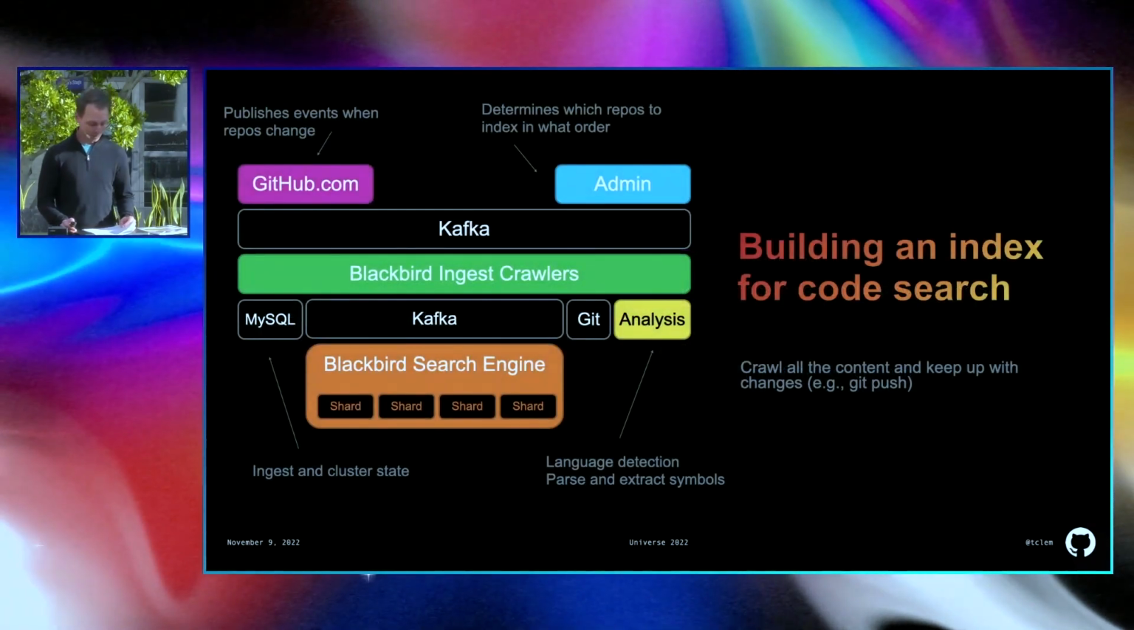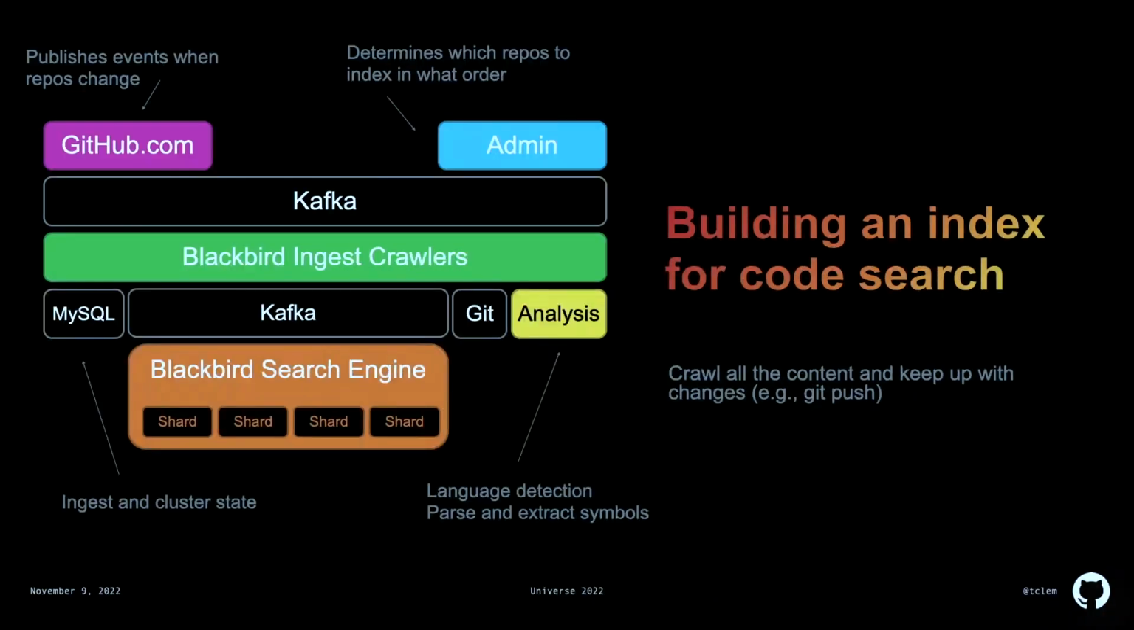Okay, let's build a search index with Blackbird. We're going to walk through each of these pieces, but here's a high-level overview to get you oriented. Kafka provides us events to tell us to go index something. We've got a bunch of crawlers that interact with Git, and a service for extracting symbols. And then we use Kafka again to allow each shard to consume documents at its own pace. First, though, we have to ingest documents in the right order.